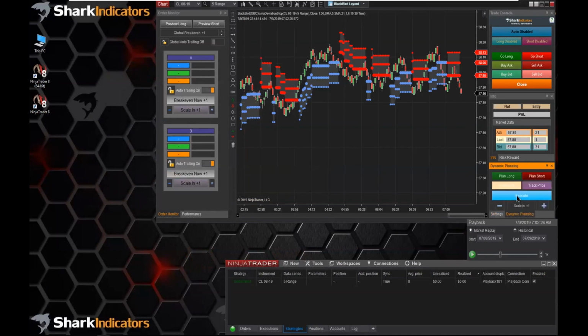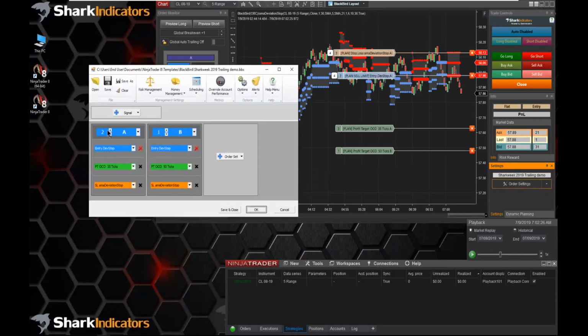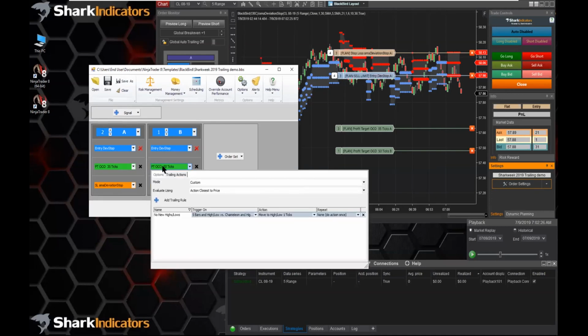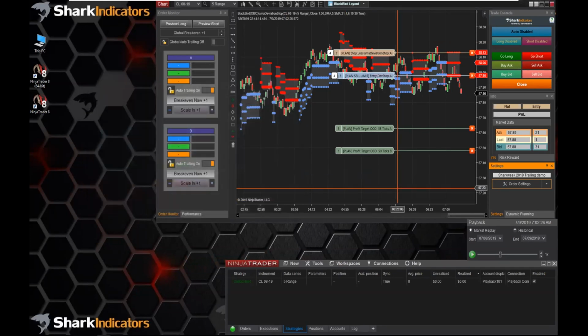So going back to the Dynamic Planner here, if I hit the Plan Short button, I'll also want to point out, normally I've set my orders up so my first profit target is set up for 2 contracts, right? Submit 2 contracts. And the last profit target, I've set it up for 1 contract there.